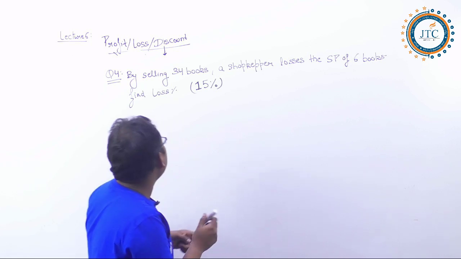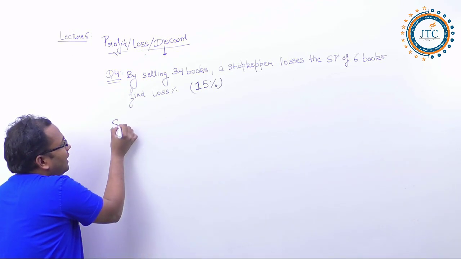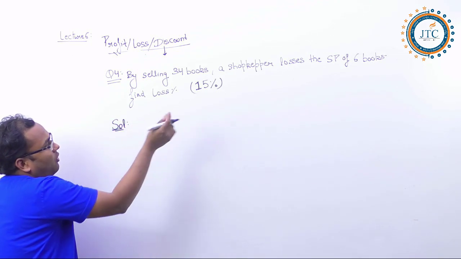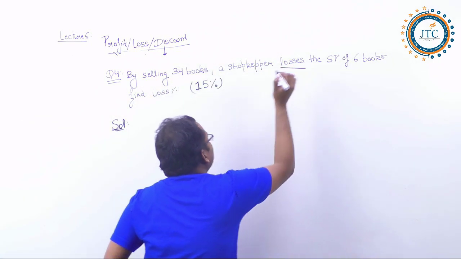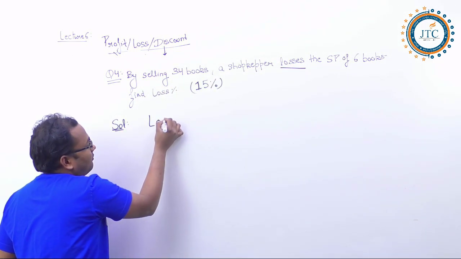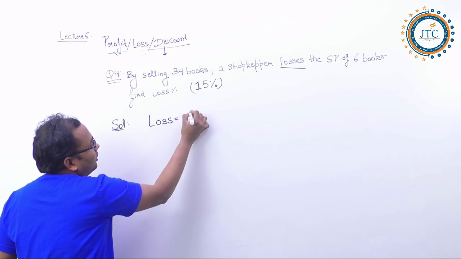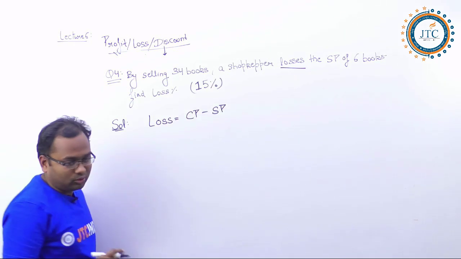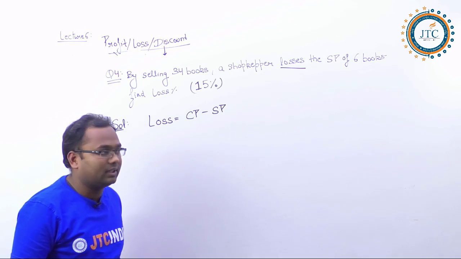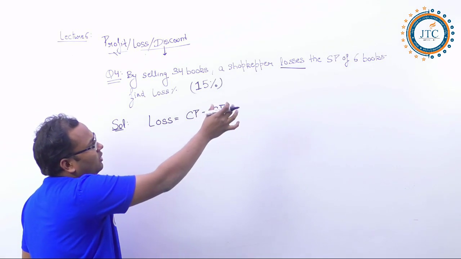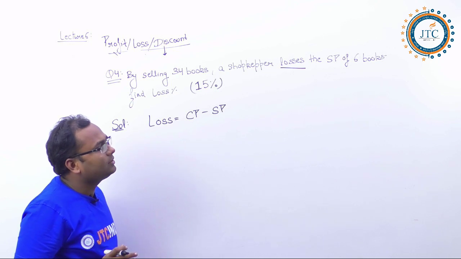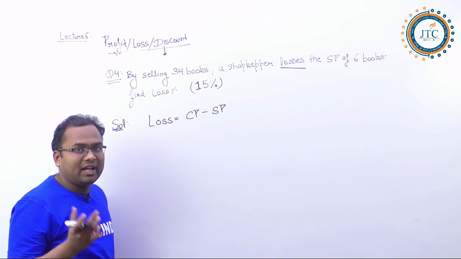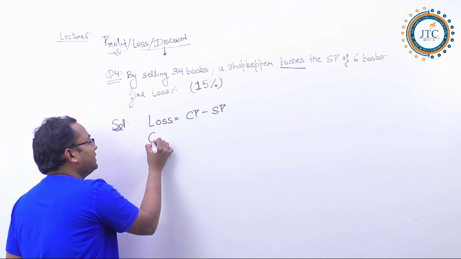Basically here I directly give you the idea how to solve this question. First of all, the question says loss, so write it here, loss. Loss is equal to cost price minus selling price. Basically loss is equal to total cost price minus total selling price. So what is the value of loss? Loss is basically equal to the selling price of 6 books. So write it here, 6 SP.